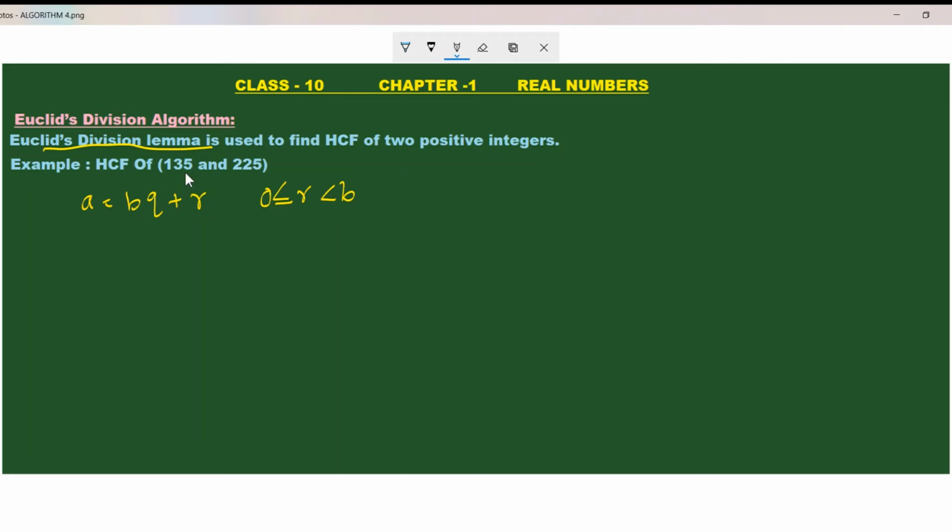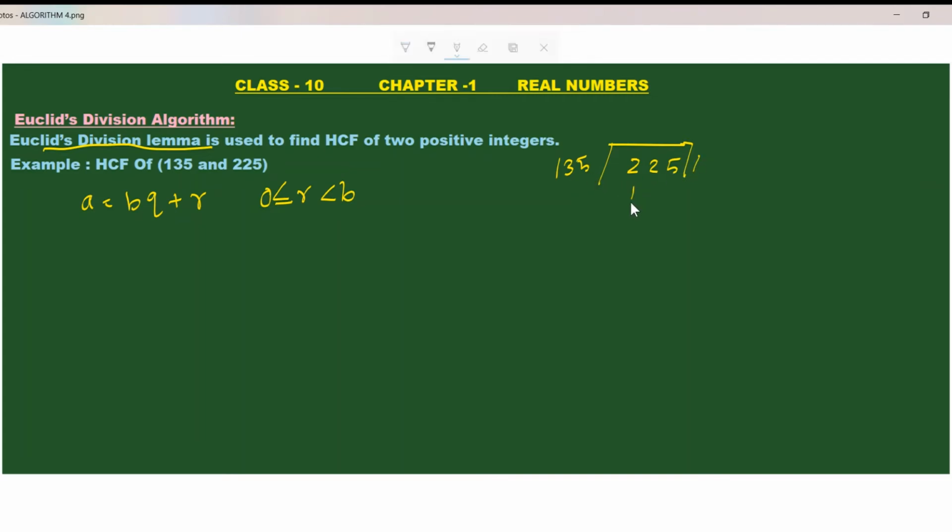To find the HCF of these two numbers, we need to divide the bigger number by the smaller number. Here the bigger one is 225 and the smaller one is 135. We need to divide these two. We'll go with 1, because if you take 2 times it will be more than 225, so we'll go with 1.